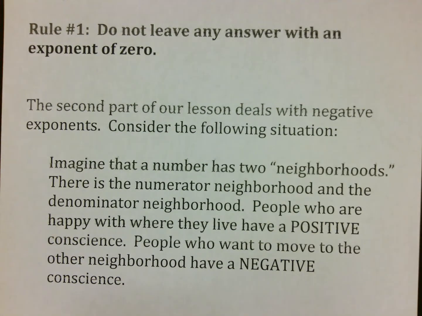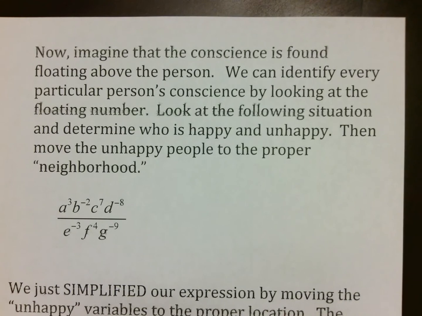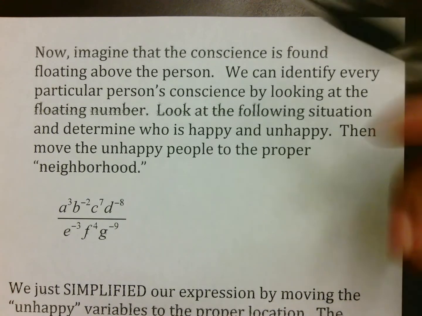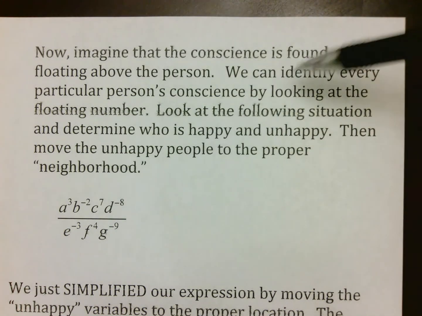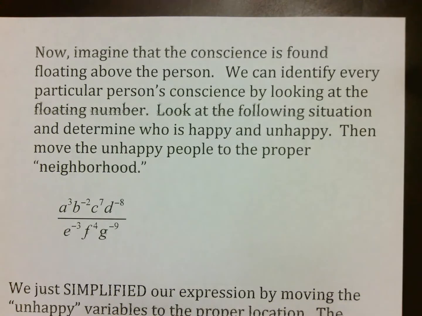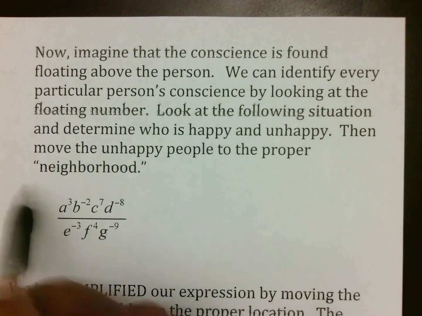As you know, there are people who live in certain places that like it. There are people who live in certain places that don't like it. There are happy and unhappy people everywhere. So now just imagine that the conscience can be found by looking at the number floating above that person. So we can identify every particular person's conscience in terms of whether they're happy or sad by looking at the floating number. So look at the following situation and determine who is happy and unhappy, and then we're going to move the unhappy people to the proper neighborhood, as I will say.